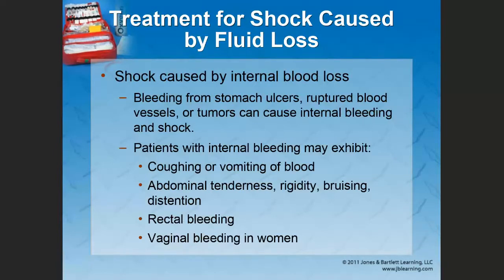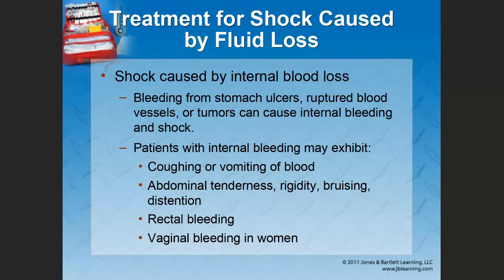Shock caused by internal blood loss. Bleeding from stomach ulcers, ruptured blood vessels, or tumors can cause internal bleeding and shock. Patients with internal bleeding may exhibit coughing or vomiting of blood. If somebody coughs up blood, it is coming from their lungs, right? So when someone coughs up blood, primarily it's going to come from the lungs. If they vomit up blood, it's coming from the intestines.